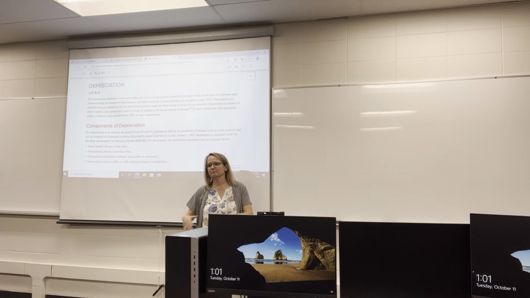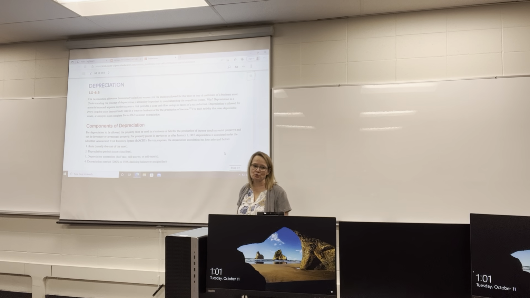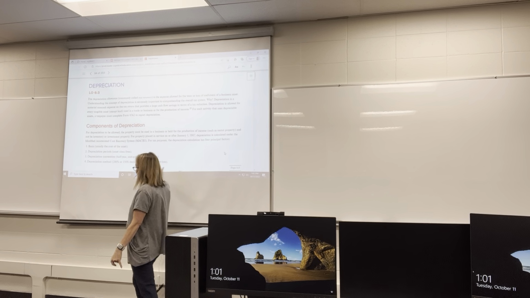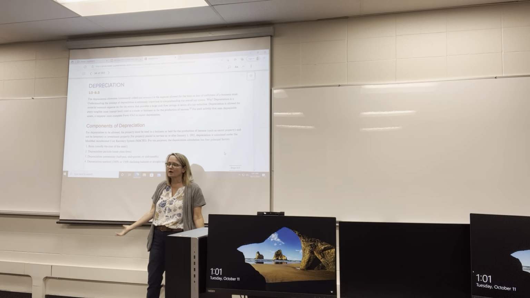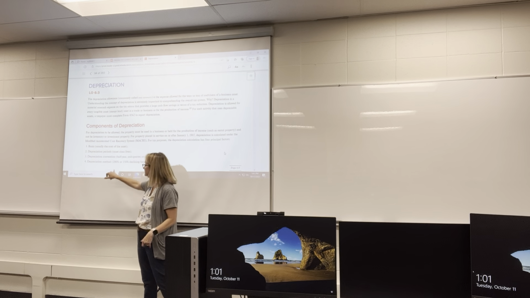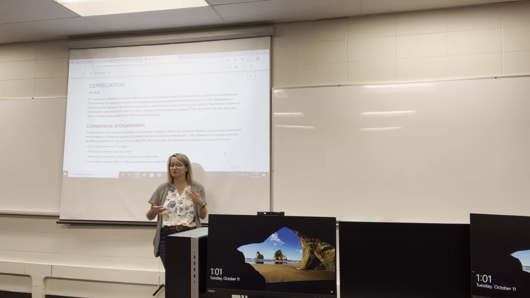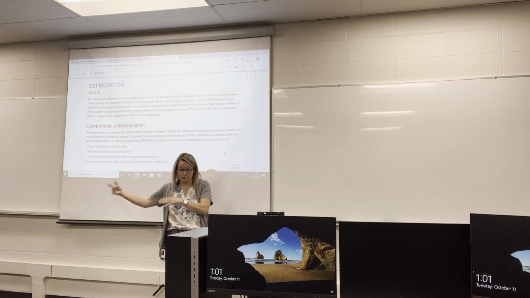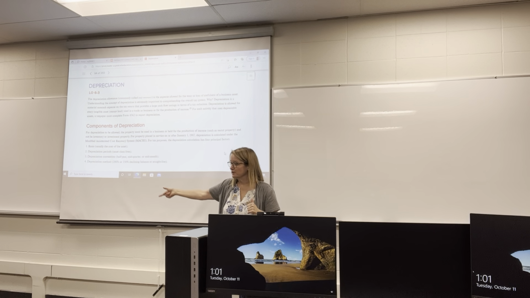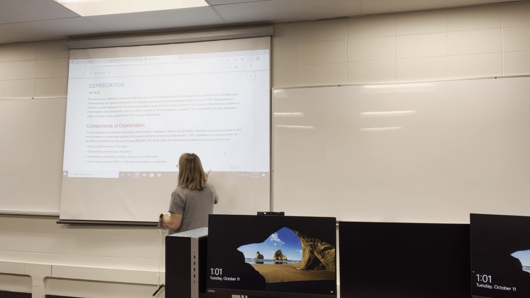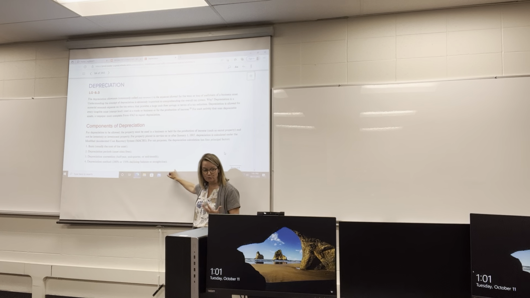Now, most personal property assets are going to use either 200% or 150% declining balance. Your book doesn't talk about this, but you do have a choice to depreciate those assets over the straight line method if you wish. Most people don't, because these declining balance methods give you more depreciation in the early years. You're trading that for less depreciation in subsequent years, but it's giving you more depreciation up front. All real property uses the straight line method.